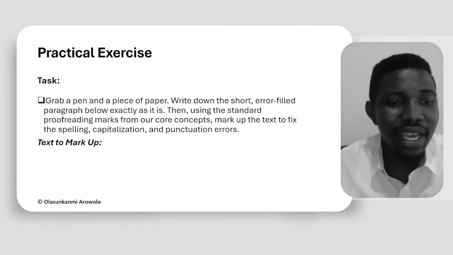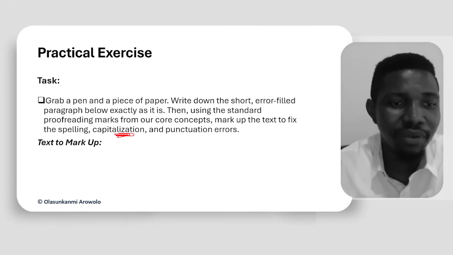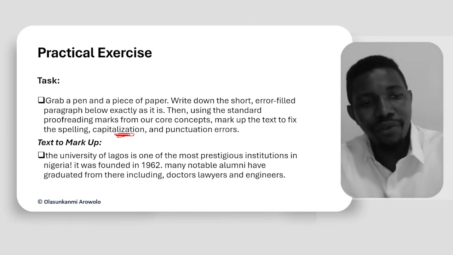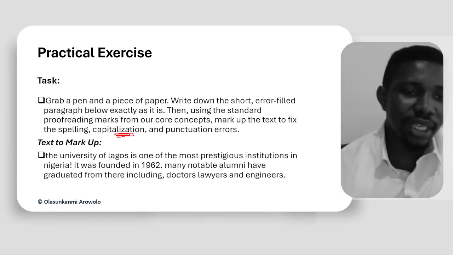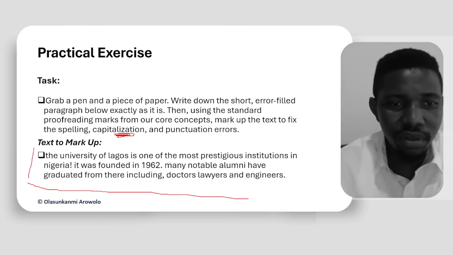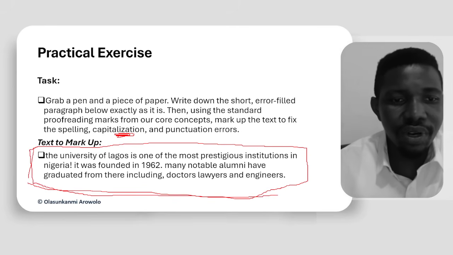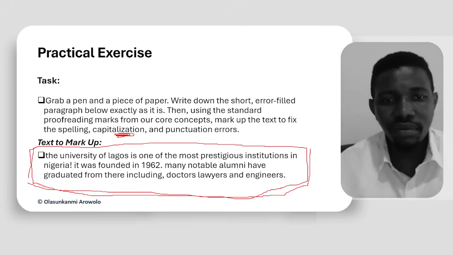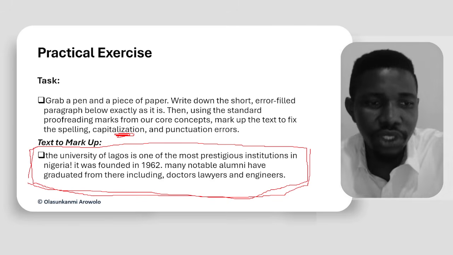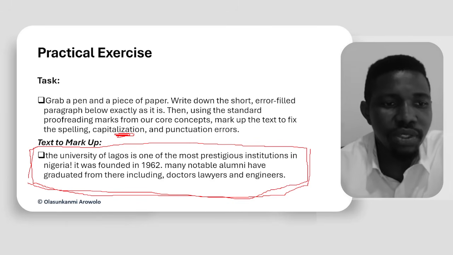Markup the text to fix the spelling, capitalization, punctuation, and more. Now, if you notice, this is an American spelling instead of British spelling. However, focus on this. This is a text for you to work on. Write it out in your notes and try to correct it. Look out for the common issues. Look out for capital letters, names of places, proper nouns, the commas, misspelling.